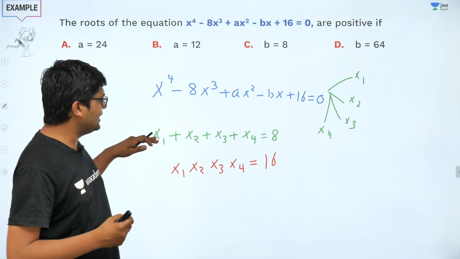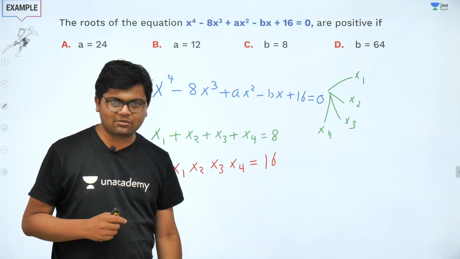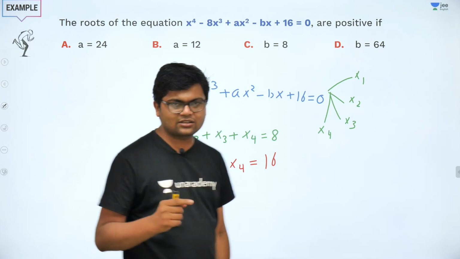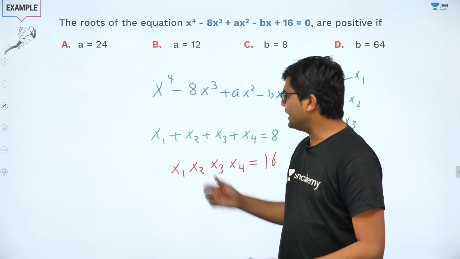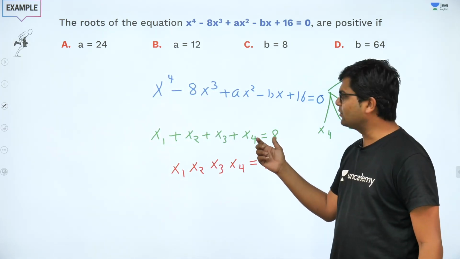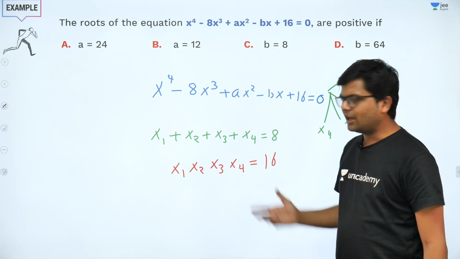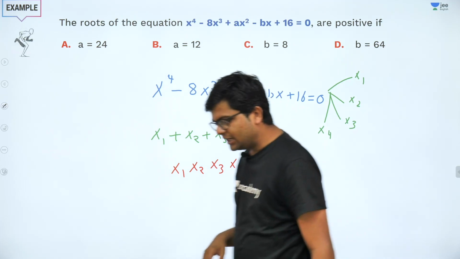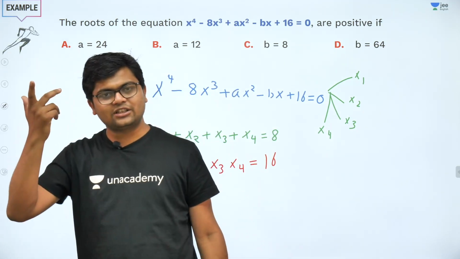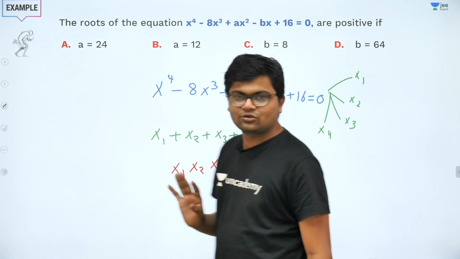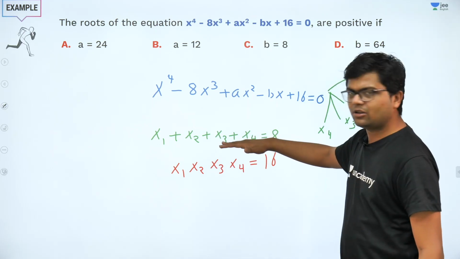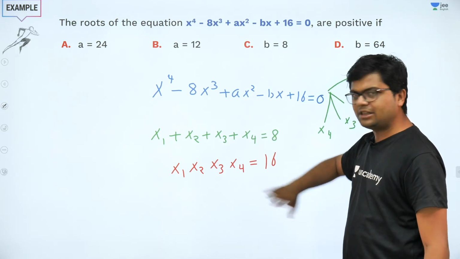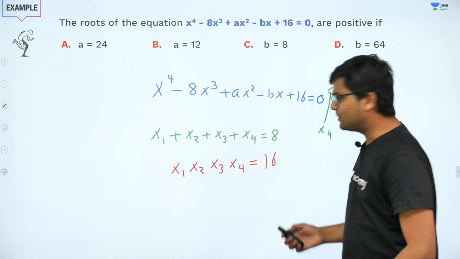If you find the arithmetic mean of these four numbers x1, x2, x3, x4, it will come out to be 8 by 4, which is 2. And if you find the geometric mean of these four numbers, it will come out to be the 4th root of 16, which is 2. So it means the arithmetic mean of these numbers is equal to the geometric mean. Got my point?